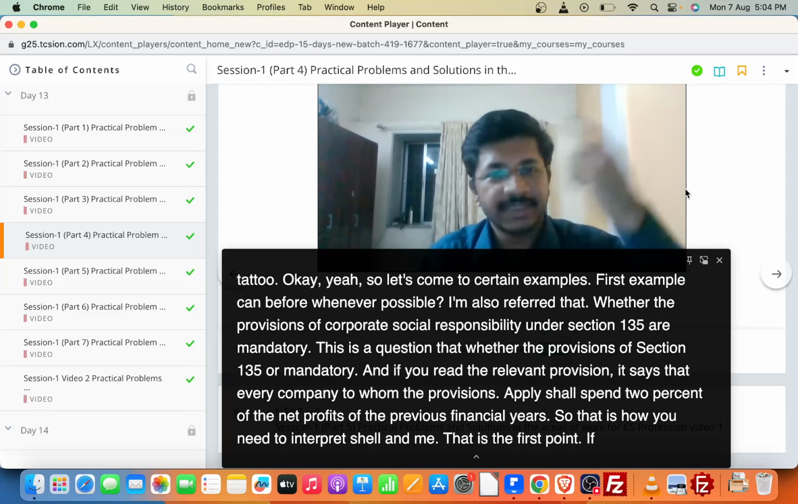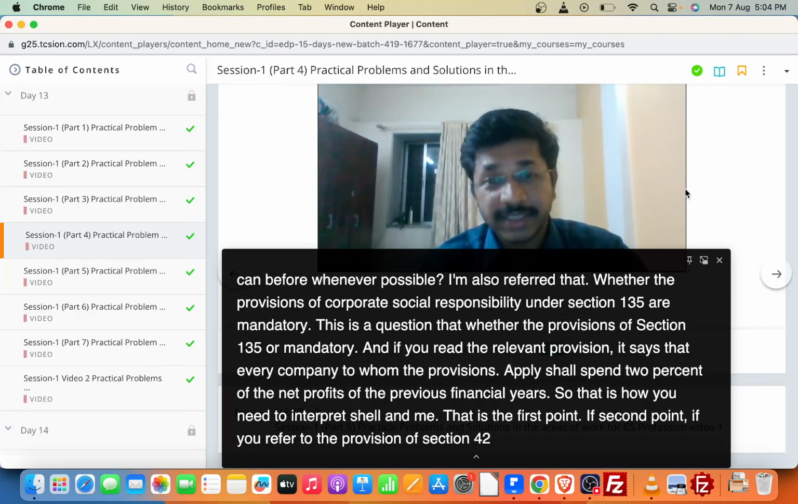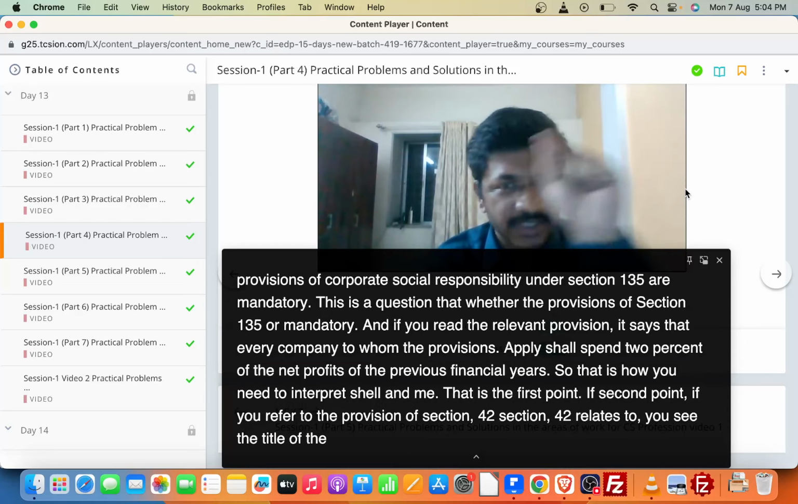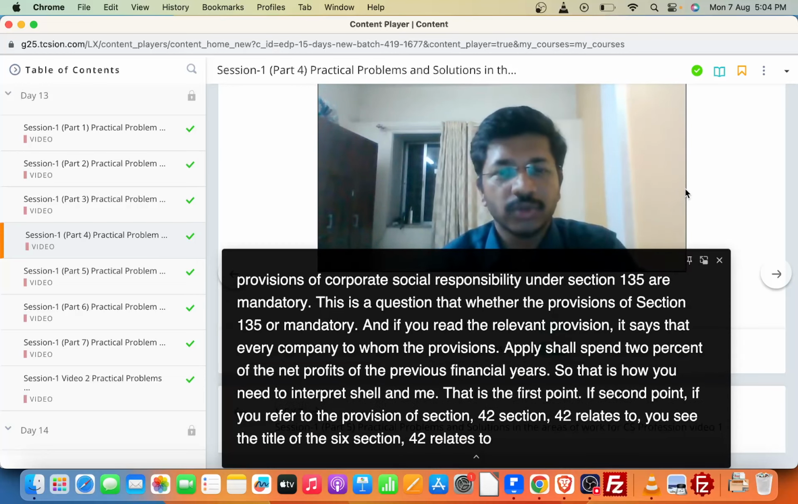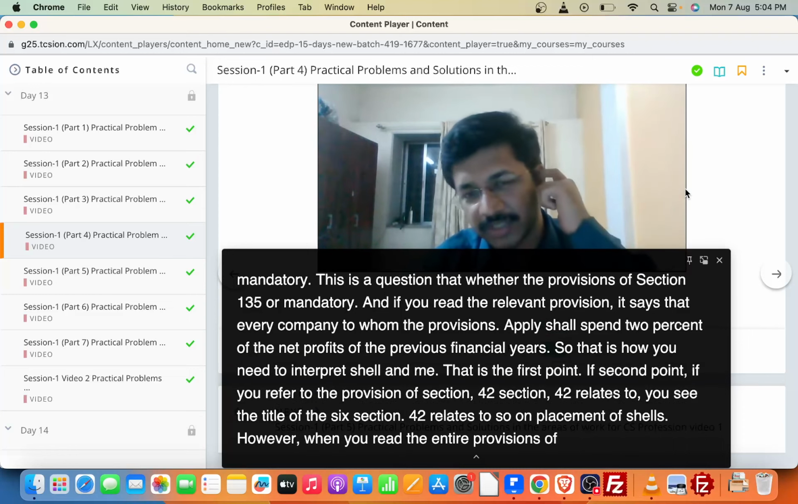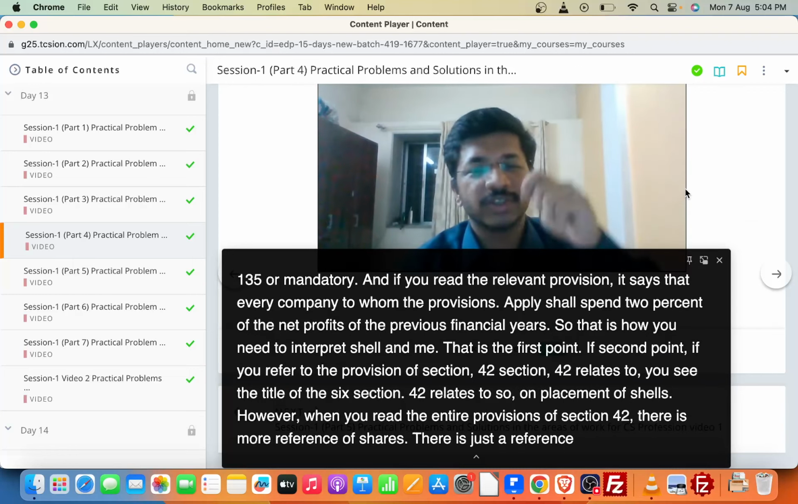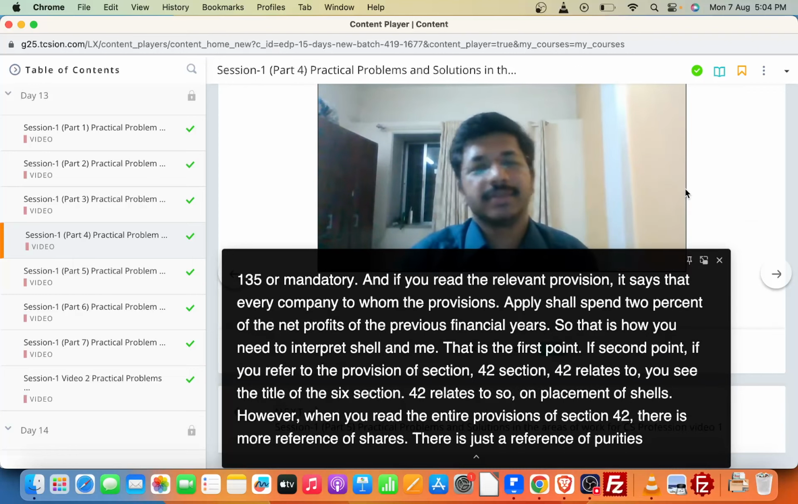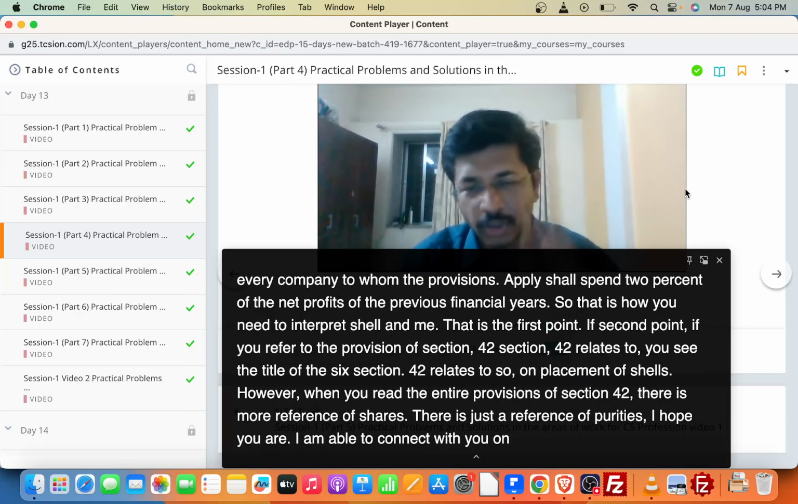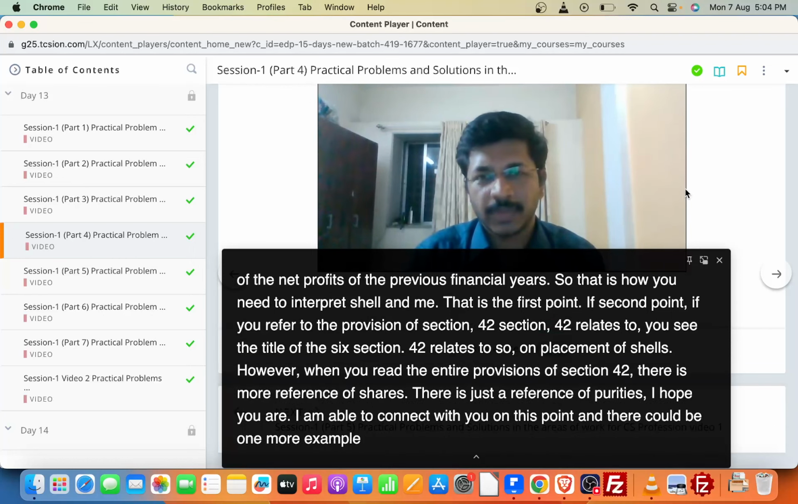Second point, if you refer to the provisions of section 42, you see the title of the section. Section 42 relates to placement of shares. However, when you read the entire provisions of section 42, there is no reference to shares. There is just a reference to securities. I hope I am able to connect with you on this point. And there could be one more example.